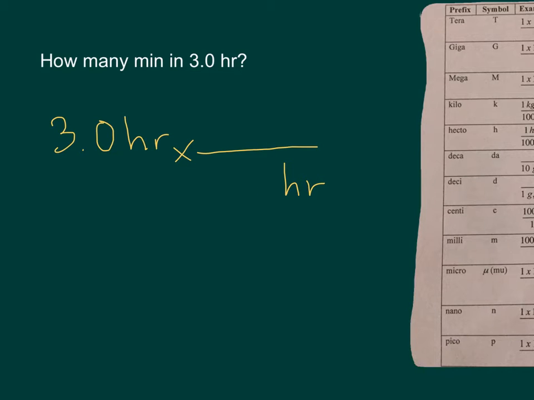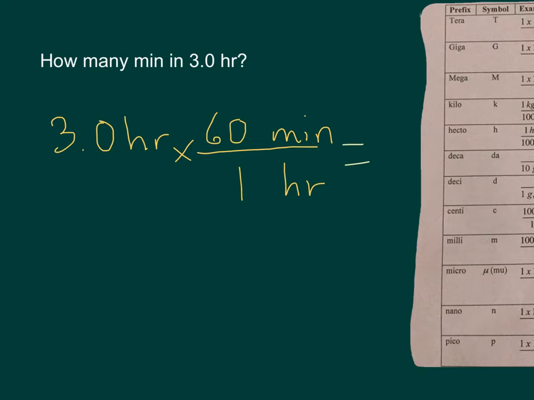Let's see. Let me write minutes in there and let me think about it. I think I got it now. If I had 1 hour, I know that there are 60 minutes in it. And it looks like we can now do our math. So we would go 3 hours times 60 minutes divided by 1, and we would hit the equals button.